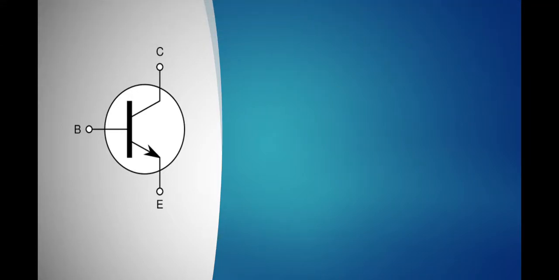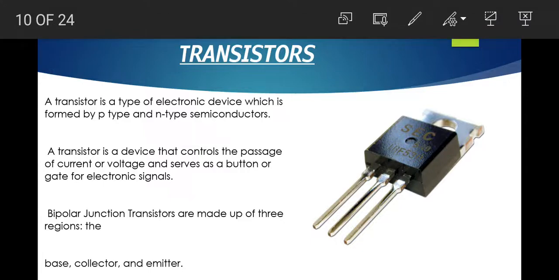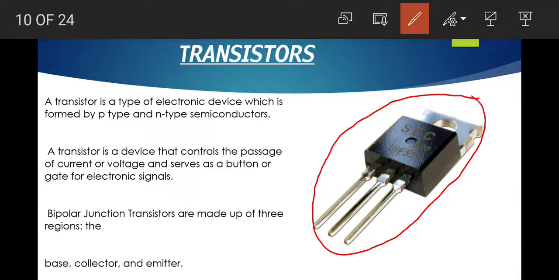Okay, so what is a transistor? This is a transistor's photo which is given here. Now, a transistor is a type of electronic device which is formed by p type and n type semiconductor.